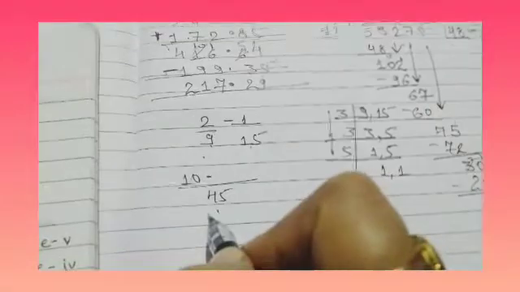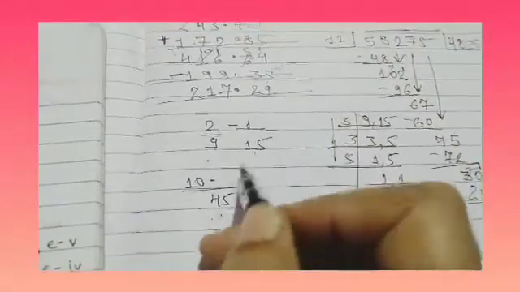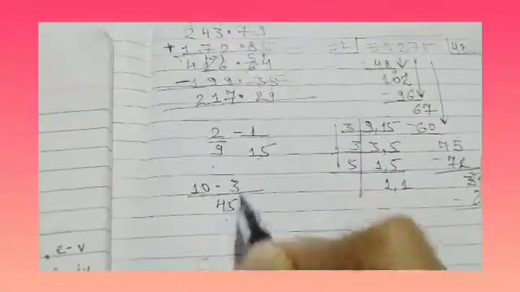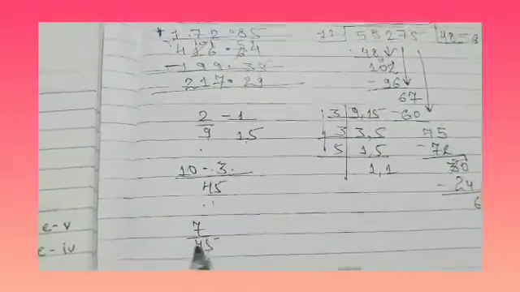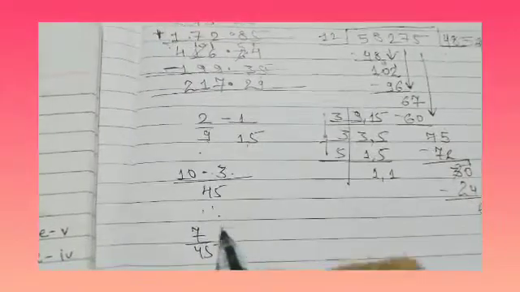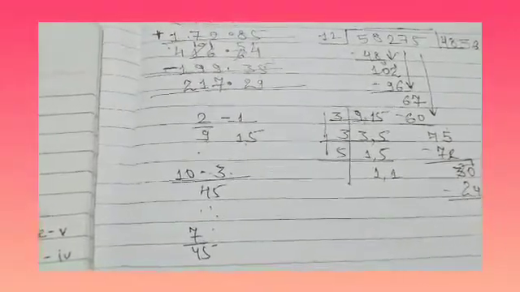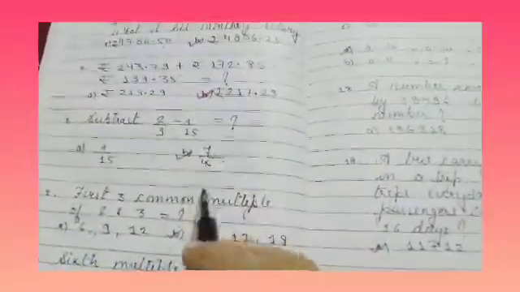15, how many is 15? 3 5s are 15, and 3 1s are 3. So 10 minus 3 is 7 upon 45. So 7 upon 45 cannot be broken down further. So the correct answer is 7 by 45.